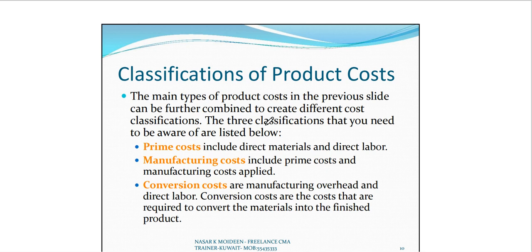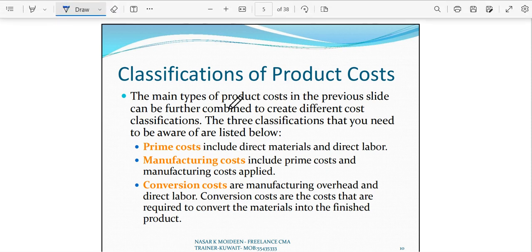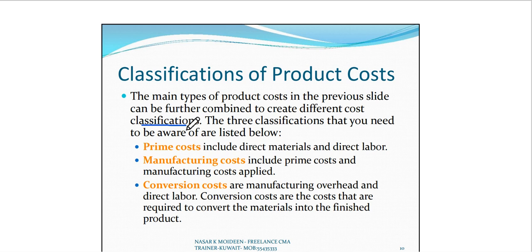The first thing is that the main types of product cost in the previous slide can be further combined to create different cost classifications. Whatever costs we discussed in the previous slide, we will combine in different ways and call them differently. So we have something called prime cost. What is prime cost? The same things we have seen, direct material and direct labor, when you combine them together, we call it prime cost: direct material and direct labor.